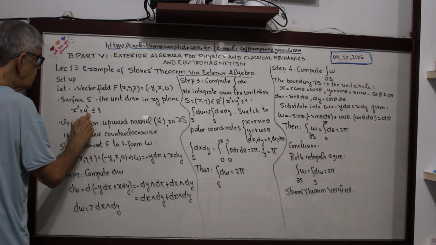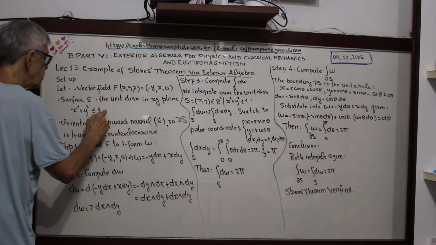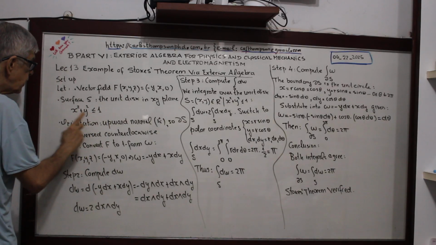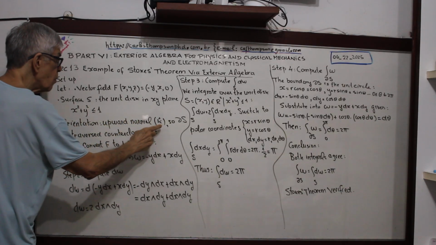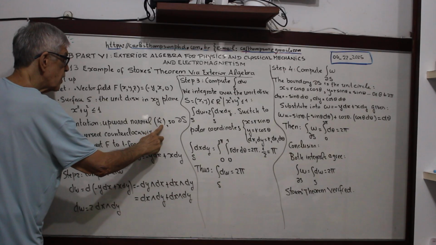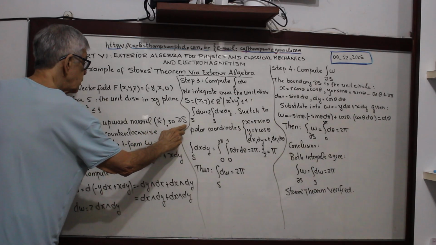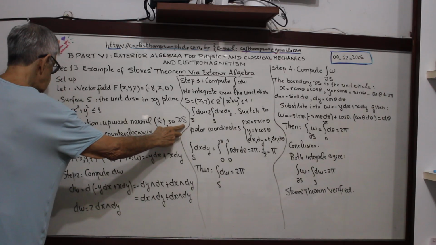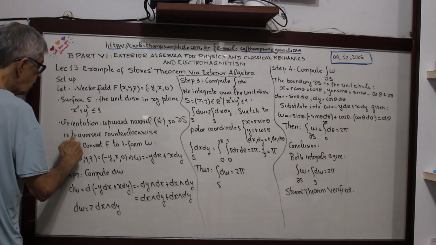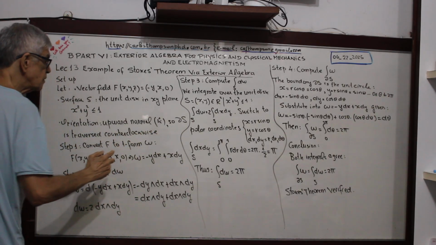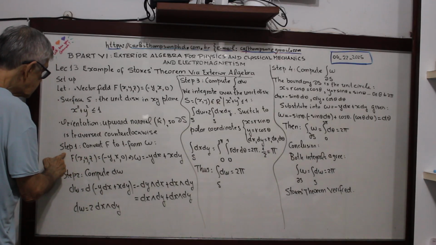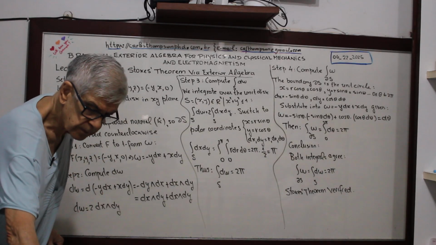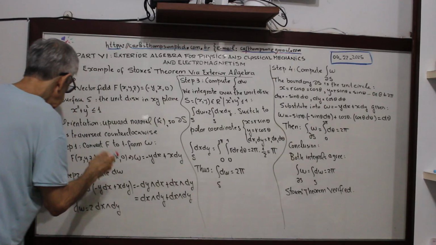x squared plus y squared is less than or equal to 1. Orientation: upward normal. You see there's a unit vector k. So the boundary of S is traversed counterclockwise, you see. Now, step 1, let's mark here.